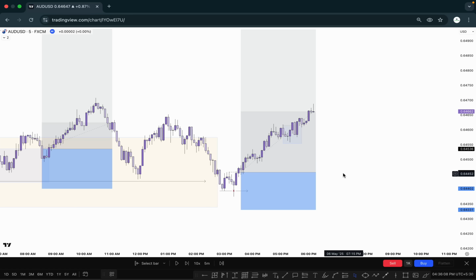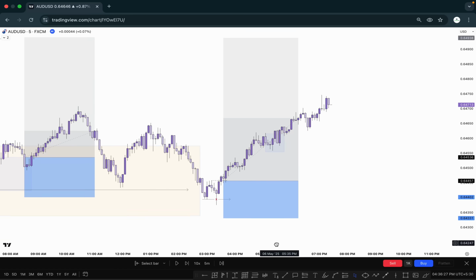But in this continuation, we can say the market just swept the internal structure right here and then price went higher. So it did not break the previous high. That's why we are not buying at this point right here. And let's see what happens next after this one and how price reacts here.